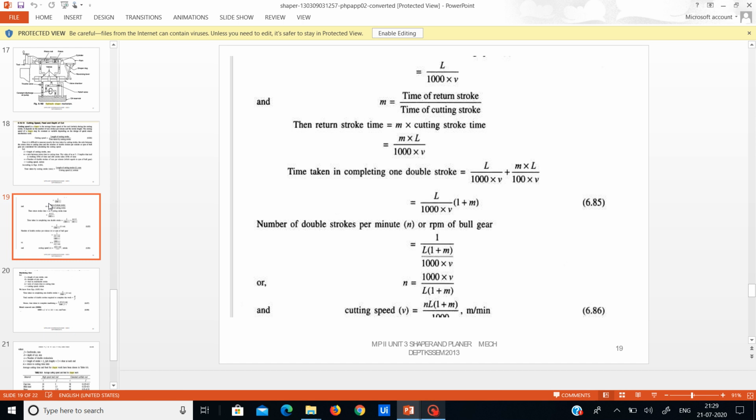That is M into the cutting stroke time, that is M into L by 1000 into V. That is the cutting time, the cutting length, the cutting stroke. The time taken to complete one double stroke is given directly as L by 1000 into V plus M into L by 1000 into V. Sorry, there must be 1000.